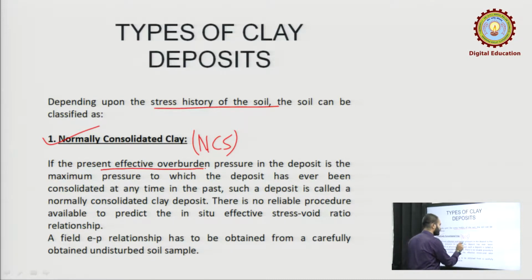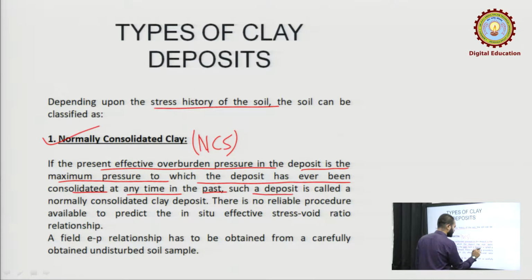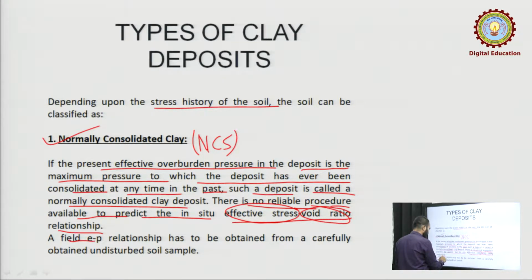If the present effective overburden pressure in the deposit is the maximum pressure to which the deposit has ever been consolidated at any time in the past, such a deposit is called a normally consolidated clay deposit. There is no reliable procedure available to predict the in situ effective stress and void ratio relationship. In the field, the e-p relationship has to be obtained from a carefully obtained undisturbed soil sample. So, first of all, just understand what is NCS.